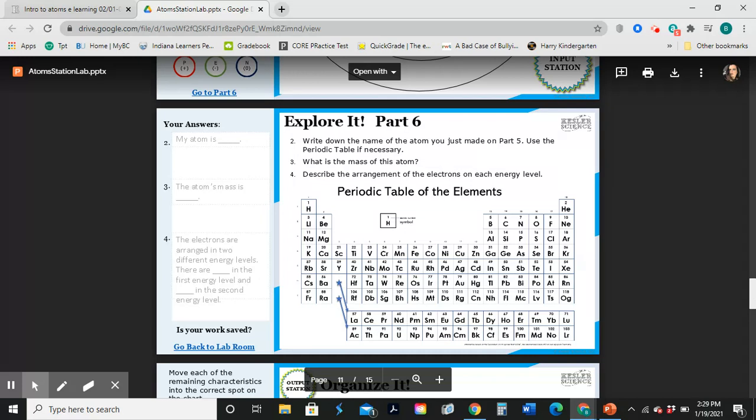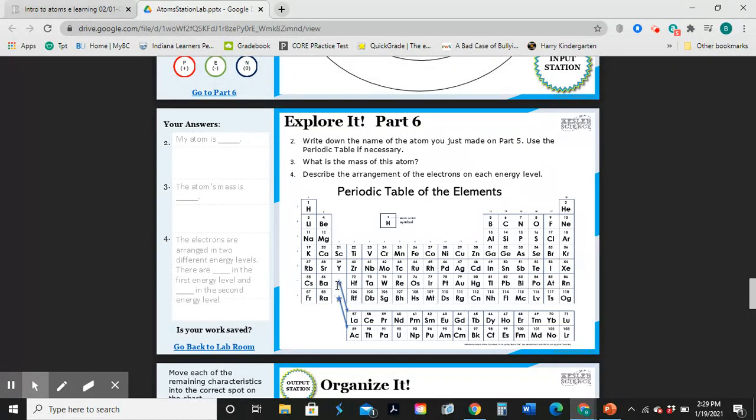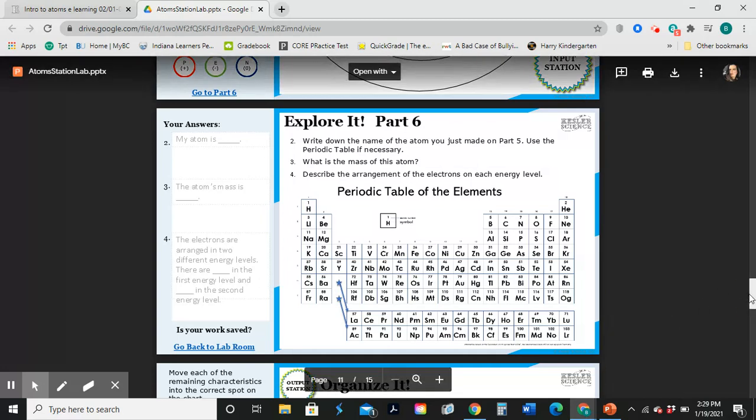Now you're going to tell me what your atom is, what the name is, what your atom's mass is, and how the electrons are arranged in 2 different energy levels. There are blank electrons in the first energy level and blank in the second energy level. So I want you to Google the periodic table of elements, and I want you to tell me the 2 elements that are missing right here and what the mass is and what their energy levels look like.